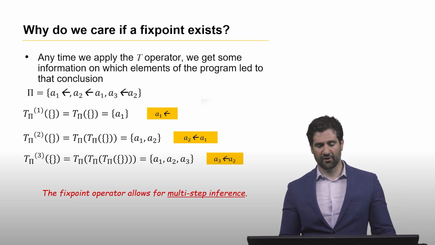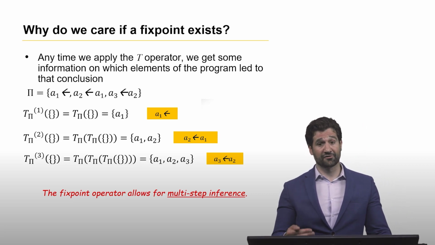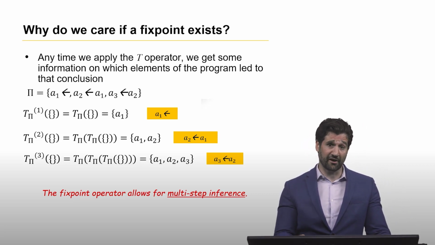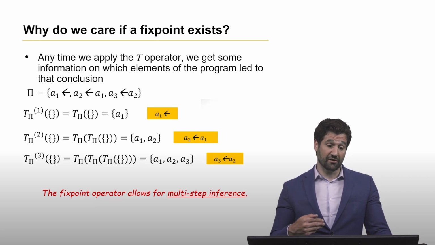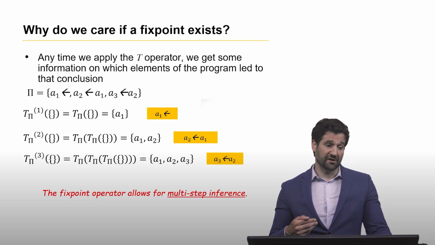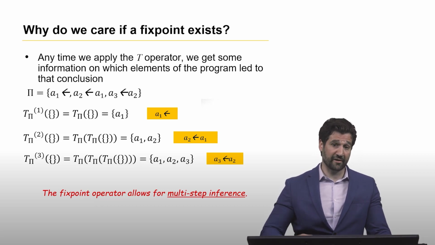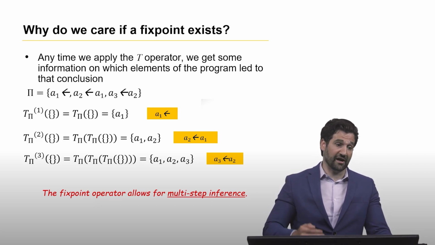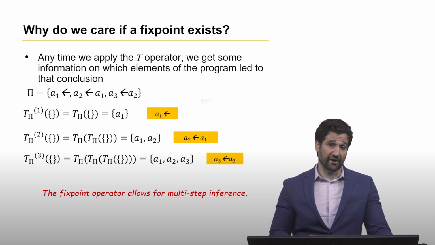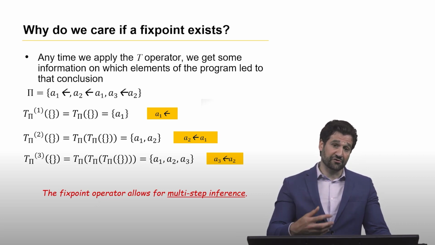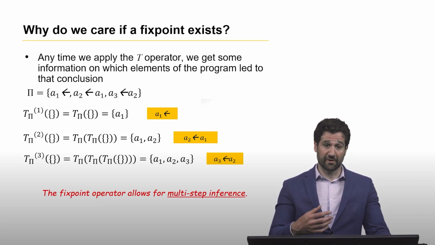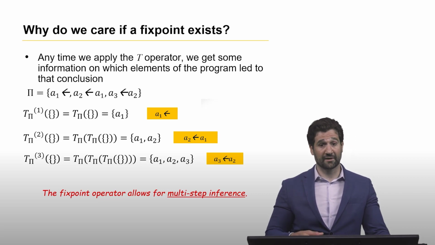And so the fixed point operator inherently allows for multi-step inference, and this is very powerful. This is going beyond just a simple reactive agent that just perceives something and labels the scene as, aha, there's a window there. This actually allows for a higher level of reasoning by going through things step by step by step.